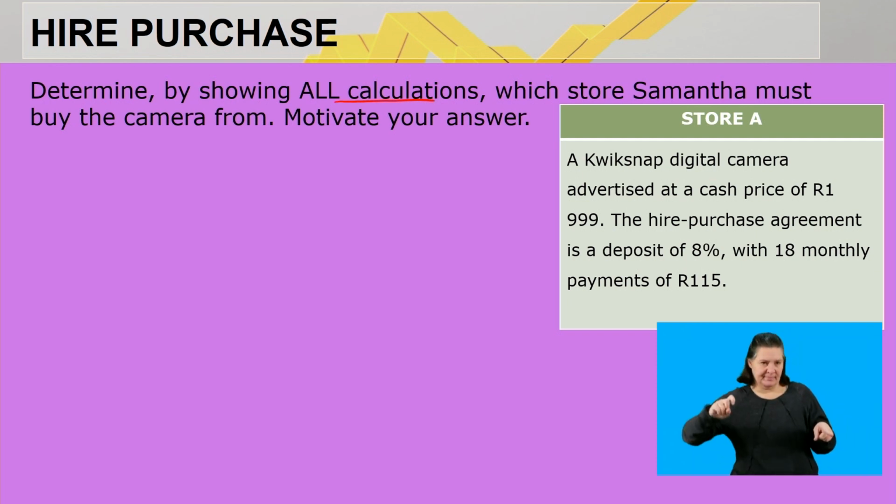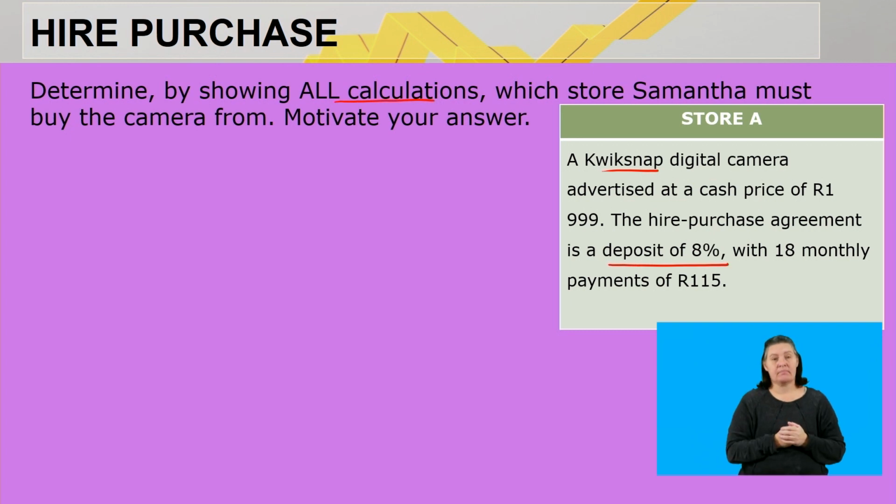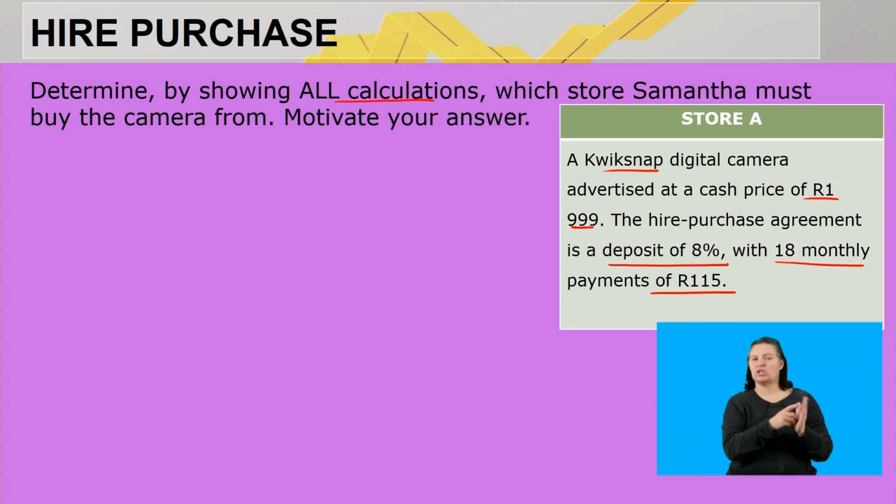So here, a quick snap digital camera is advertised for 1,999 Rand. The hire purchase agreement is a deposit of 8%. So there's our deposit, 8%. Then we also have the amount should you pay cash. Then we have 18 monthly repayments of 115 Rand. Okay, so let's quickly start by first of all determining the deposit. So therefore I'll indicate the deposit.